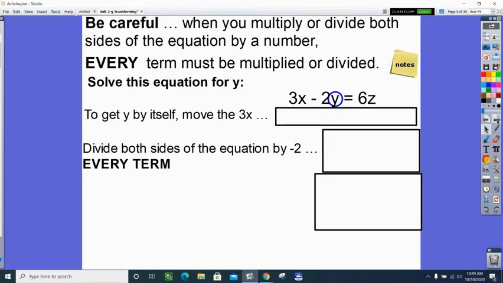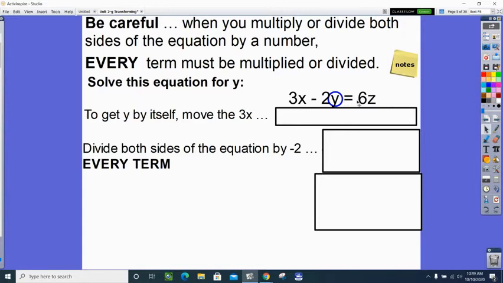You have to be a little bit careful. So this formula means nothing in the real world. I just made it up to show you something that students often make a mistake with. But you've got to be careful when you multiply or divide both sides of an equation by a number. Every term must be multiplied or divided. So let me just show you that with this made up formula.